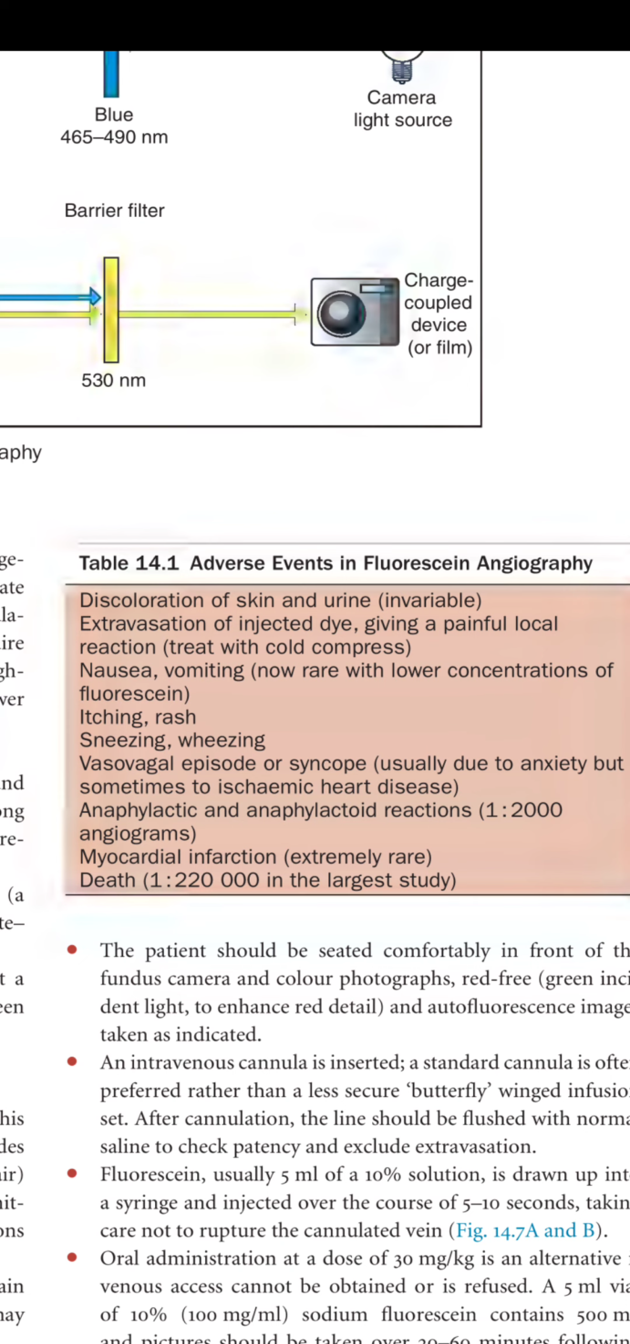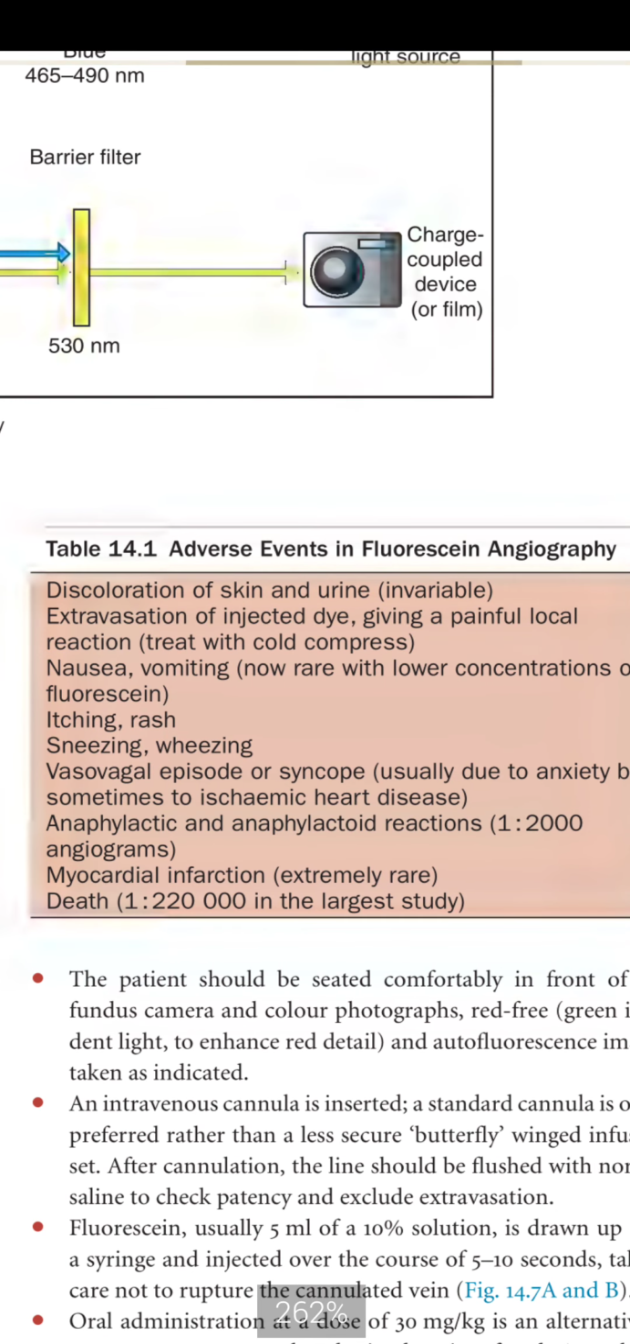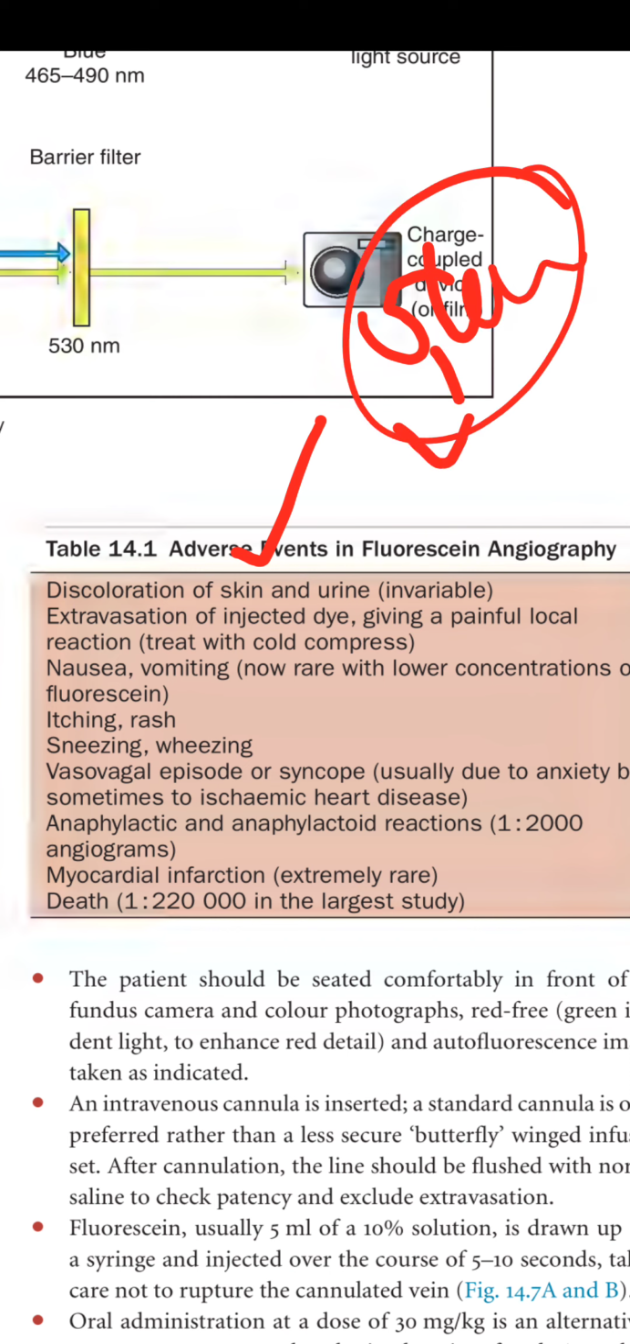So these are the adverse effects in fluorescein angiography. There is a discoloration of the skin and urine, which is invariable. There can be extravasation of the injected dye, giving a painful local reaction. Treat with cold compresses. So if the dye goes into the skin, it can cause a painful local reaction, which is treated with cold compression. Nausea and vomiting are now rare with the lower concentration of fluorescein.